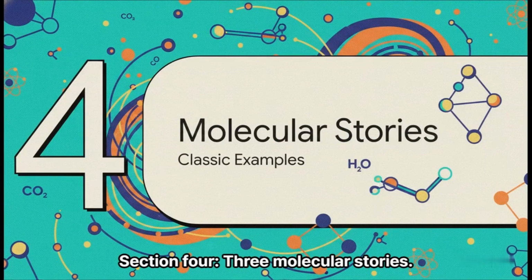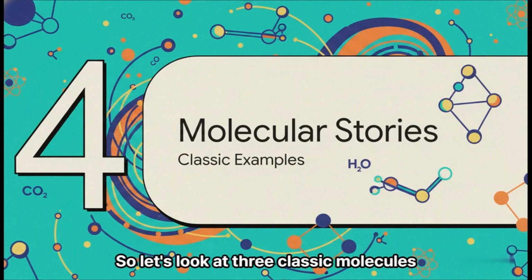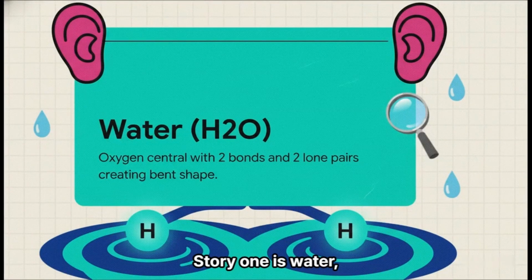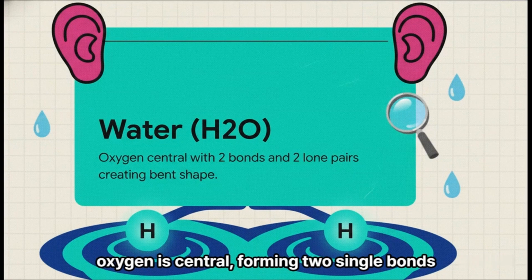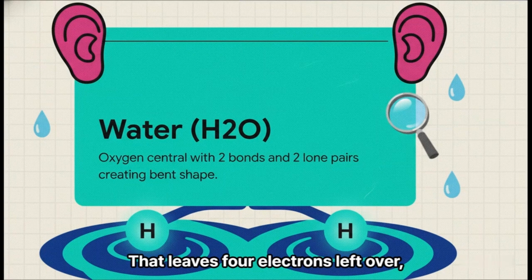Section 4. 3 molecular stories. Honestly, the absolute best way to grasp this process is to see it in action. So let's look at 3 classic molecules and uncover their very distinct personalities. Story 1 is water. Good old H2O. Following our rules, oxygen is central, forming 2 single bonds with 2 hydrogen atoms. That leaves 4 electrons left over, which sit right on the oxygen as 2 lone pairs.